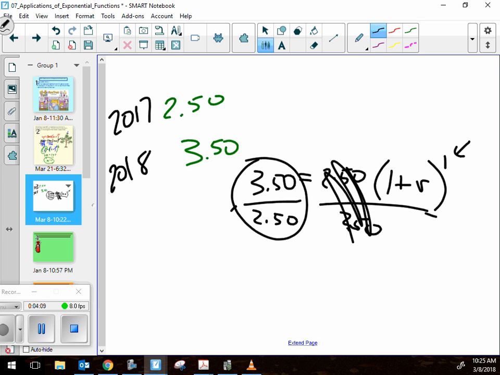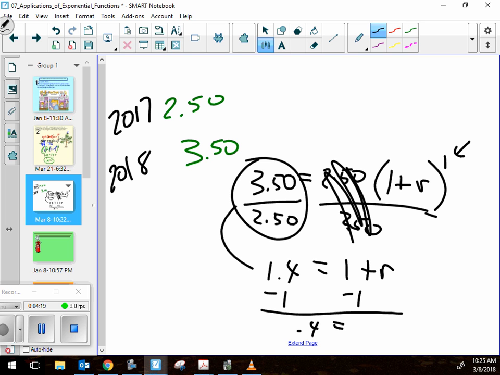All right, that one with a calculator comes out to 1 point something. Help me out. 1 point what? 1.4 equals 1 plus r. So I can do this subtraction in my head. 0.4 is the rate. Oh, so sad when I have to have kids go, it's 4%. They get so used to rates always being a single digit. This one actually was what? 40%. Okay.